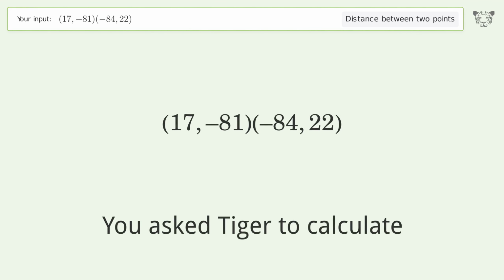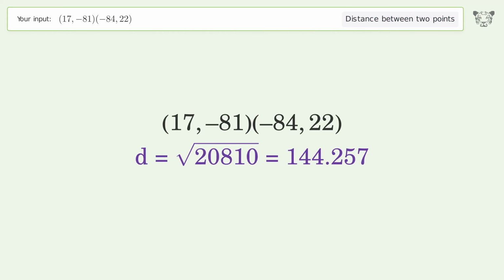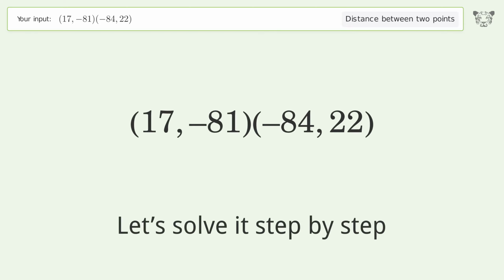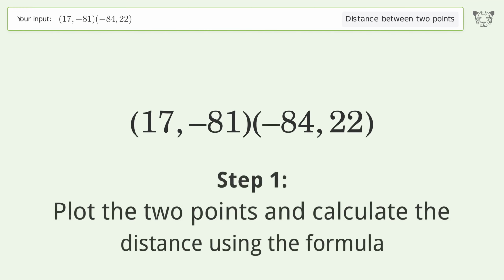You ask Tiger to calculate. This deals with the distance between 2 points. The distance between the 2 points is the square root of 20,810, or 144.257. Let's solve it step by step. Plot the 2 points and calculate the distance using the formula.